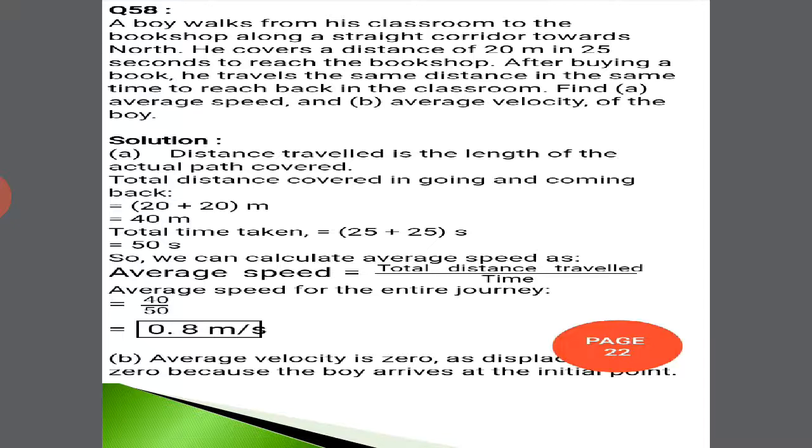the initial point. Okay, we all know the displacement is the difference between final and the initial point. Finally the boy is at his home and initially he was at his home. So in this particular case the average velocity is 0 because the net displacement is 0. Got it? Let's move further.